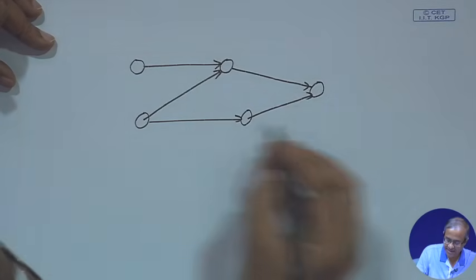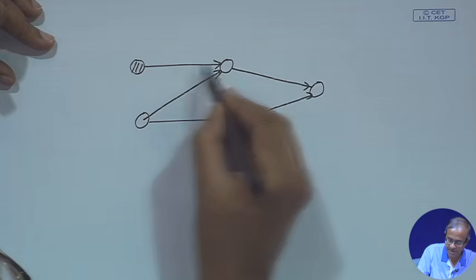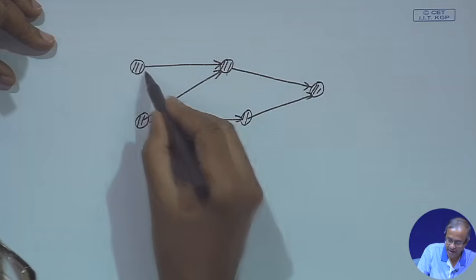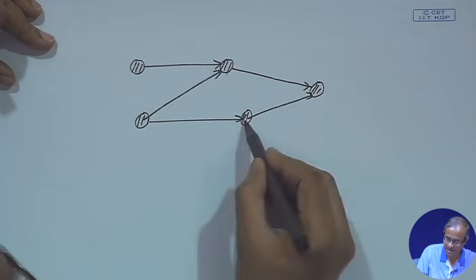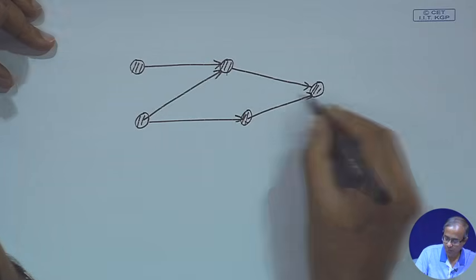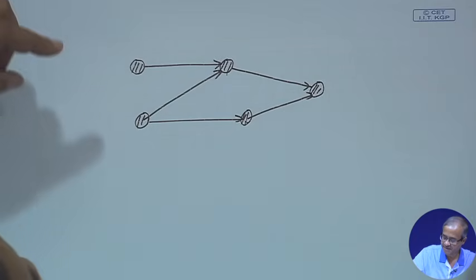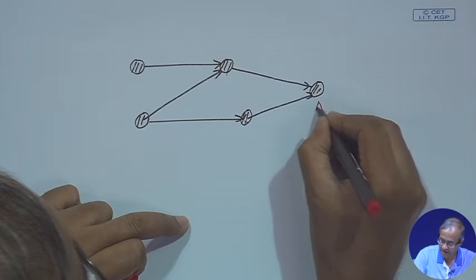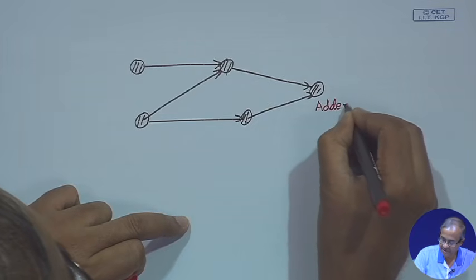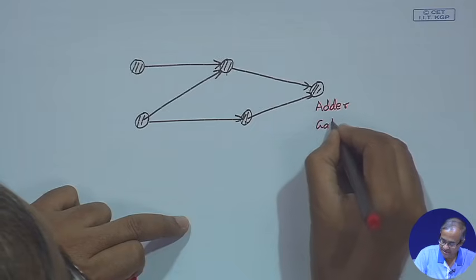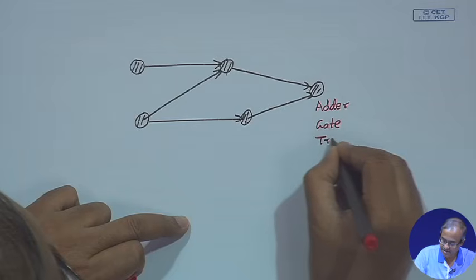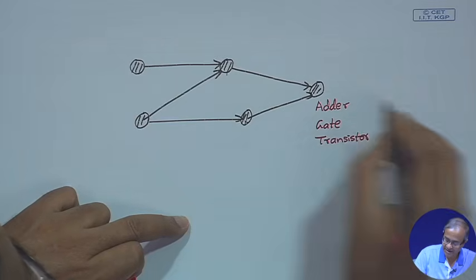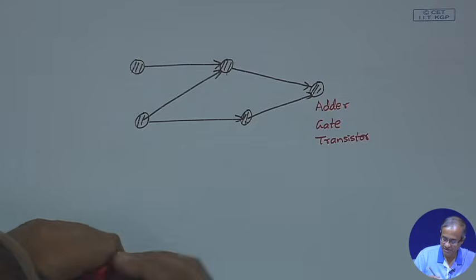So, when you say netlist, I have a number of such blocks, and I also specify how these blocks are interconnected. Now, these blocks can be at various different levels. This block can be fairly high level, like an adder, it can be a gate, it can be a transistor, for example. So, I can specify a netlist at various different levels of abstraction.